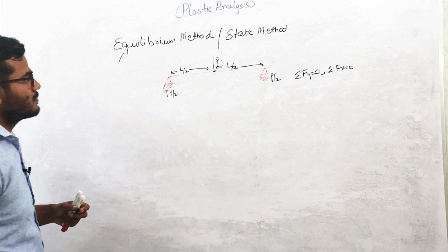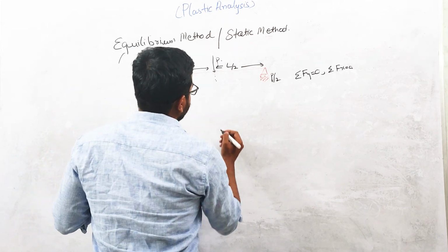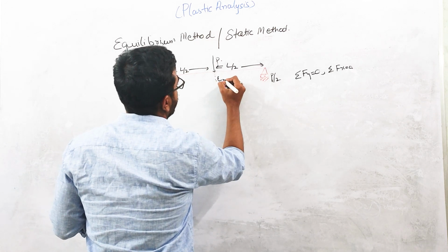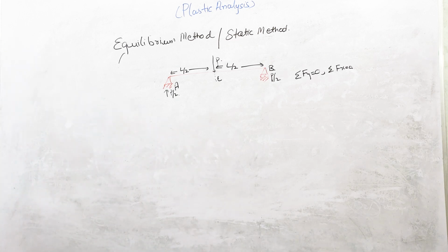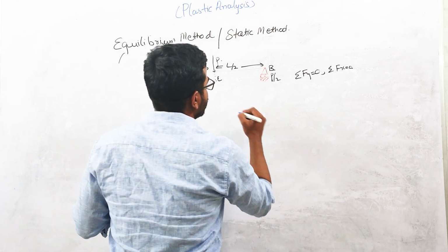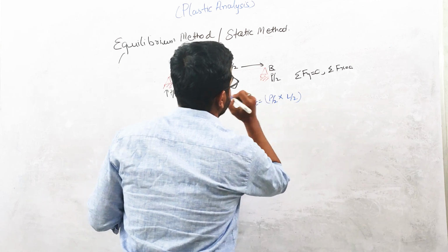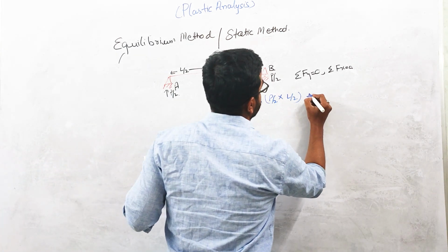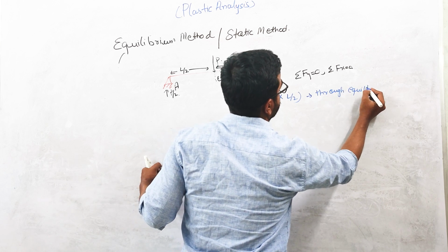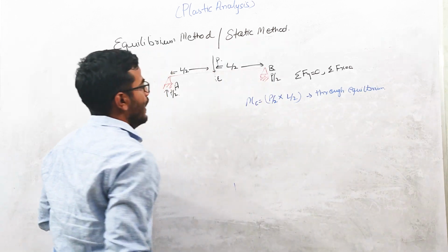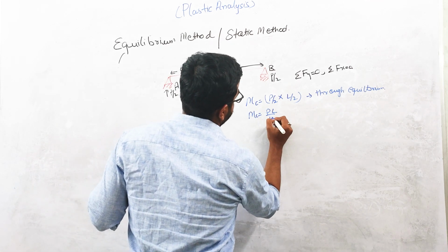Let us write the equilibrium equation at the center. This is point A, this is point C, and this is point B. At the center, if I write the moment using the equilibrium conditions, MC will be P by 2 into L by 2. This is through equilibrium only. So MC equals P by 2 into L by 2, which gives MC equals PL by 4.